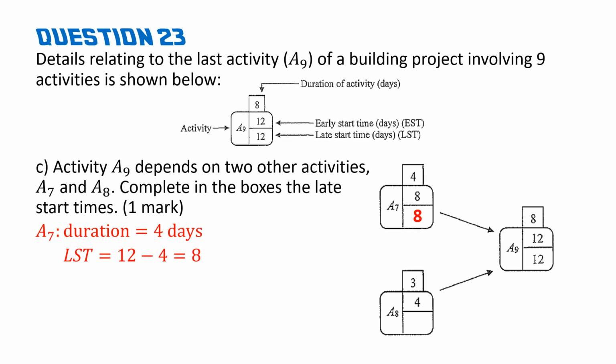Now for activity 8 down the bottom, what's our duration of that one? Well, that's going to be 3 days. So we're going to do the exact same process. We're going to start with 12 from activity 9, take away 3, so that our late start time for activity 8 must be 9.